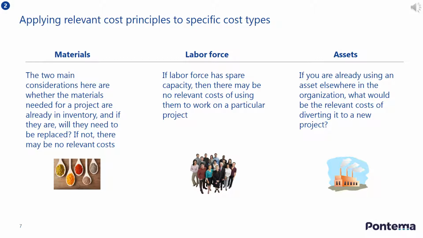For labor, if there is spare capacity, then there may be no relevant costs of using them to work on a particular project. And for assets, if you are already using an asset elsewhere in the organization, then there may be no relevant costs of diverting it to work on a new project. Let's look at these cost principles in more detail.